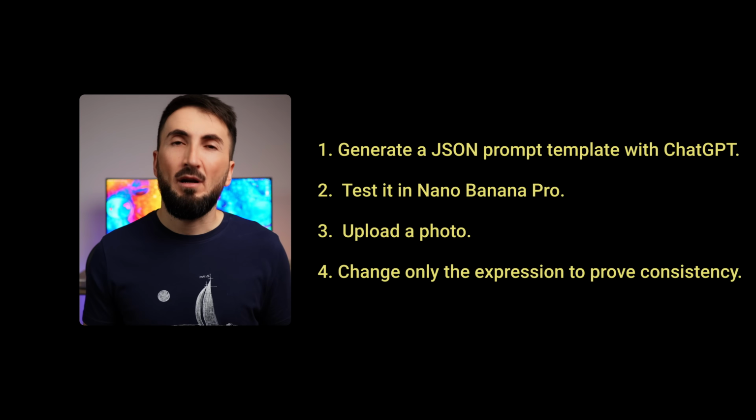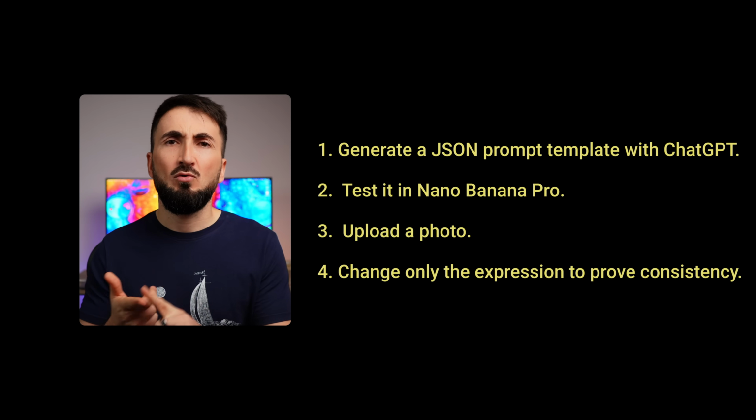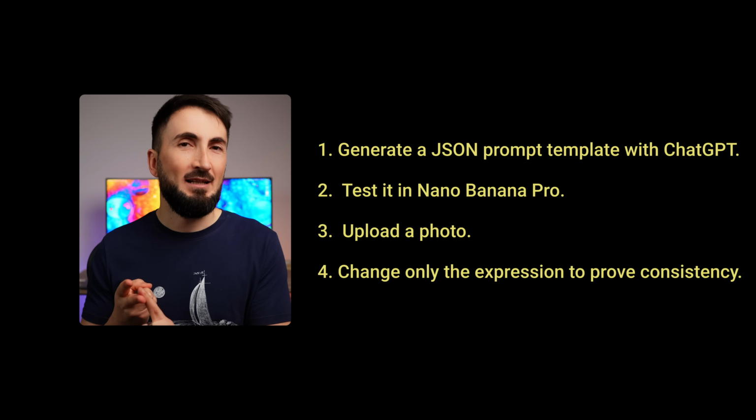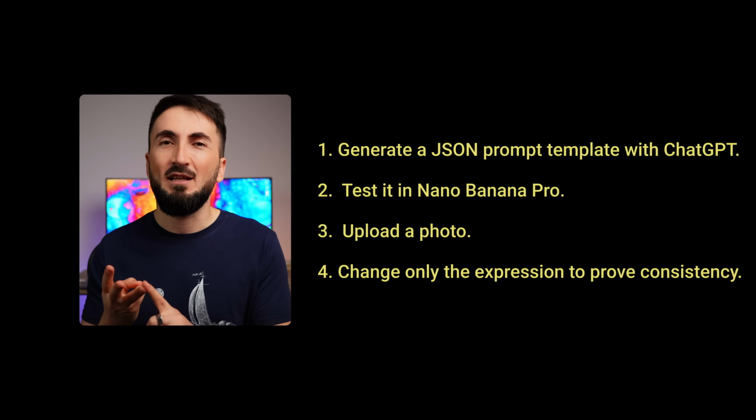Here's what we're about to do. 1. Generate a JSON prompt template with ChatGPT. 2. Test it in NanoBanana Pro. 3. Upload a photo and you'll see the characters stay consistent every single time. And 4. Change only the expression to prove consistency. If you follow this method, it will work 100%.